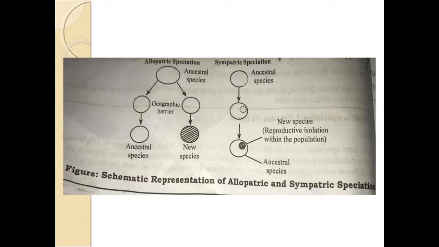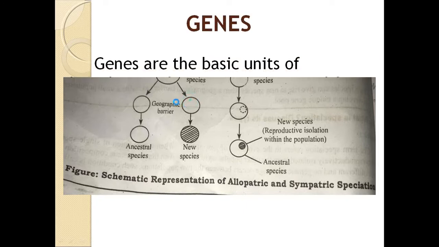This is the schematic representation of allopatric and sympatric speciation. You can see here in the allopatric speciation, due to a geographical barrier, the ancestral species, or the past population, is getting separated due to formation of mountains, which is the geographical barrier.